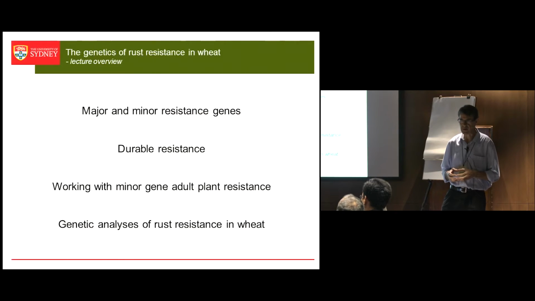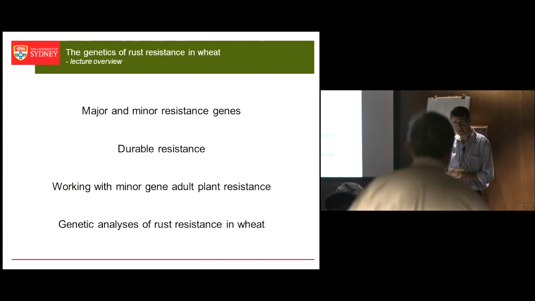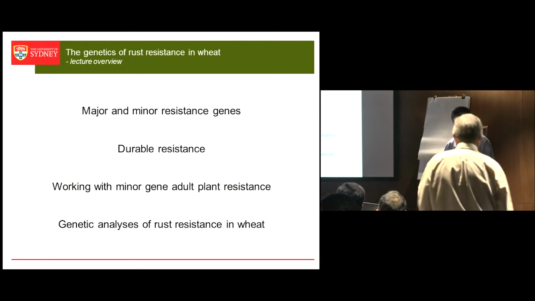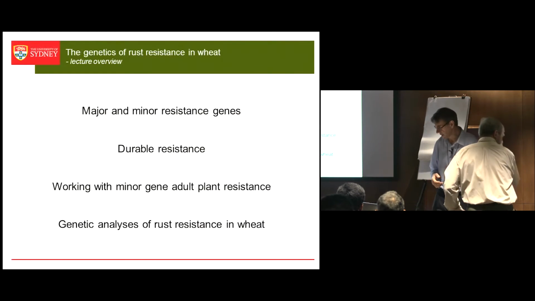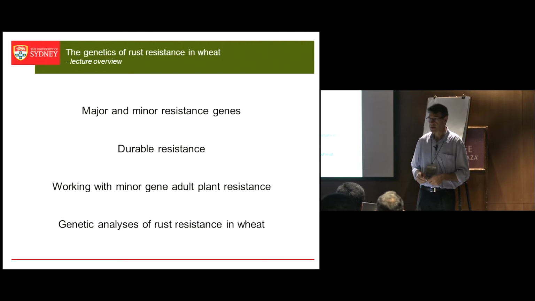So this morning, in the lecture I'm going to give, I'm going to talk about concepts of resistance. I mean, this is an area that's full of jargon and can be quite confusing. I'm going to cover major and minor resistance, durable resistance, working with minor gene adult plant resistance, and then we'll finish up with some stuff on genetic analysis, how we actually go about getting to the bottom of what the genetic basis of resistance in particular varieties actually is.